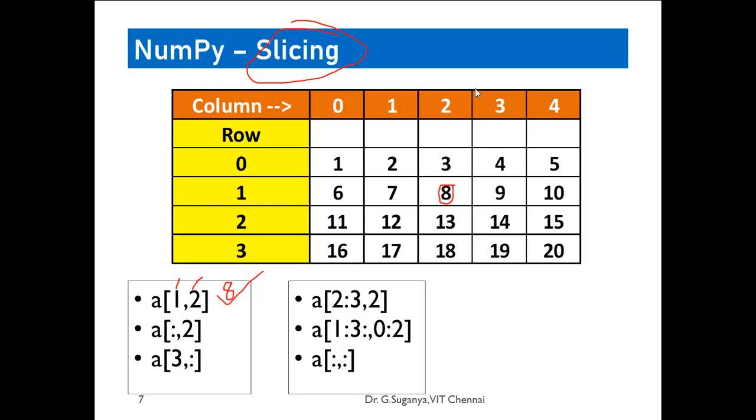Suppose I want to retrieve all the values of column 2, irrespective of row, how do I do it? I just have to give a colon. Colon represents all the values, right? So colon, 2 will give you all the values that are there in column 2. Then comes a of 3, comma, colon. What happens? The row is designated to be 3, so it's fixed, and the column is not designated to any value, so all the values of row 3 will be printed, right?